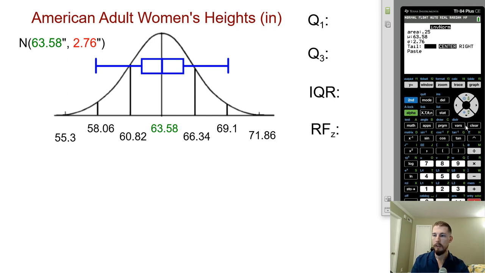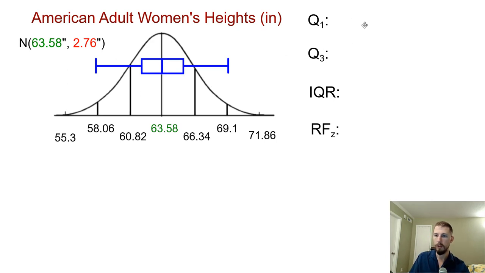Okay, and then the tail. This is asking, are we calculating the area from the left, from the right, or from the center, which is actually pretty cool. The older calculators would do this. We're going to calculate from the left because we're finding the first quartile. Then we hit paste and then enter, and that'll tell us that it's 61.71, so 61.71 inches, which is 5 foot and about 1.7 inches.